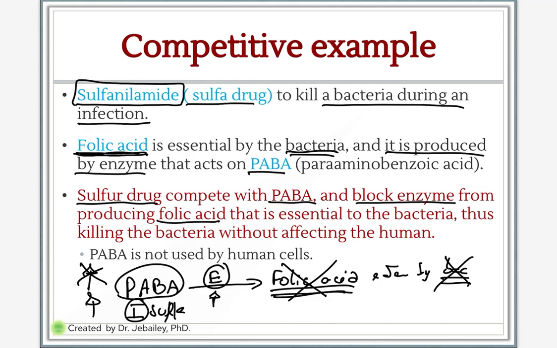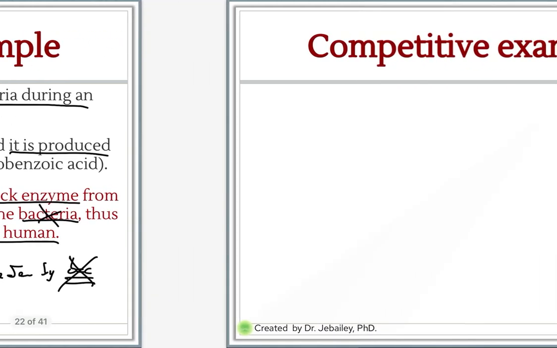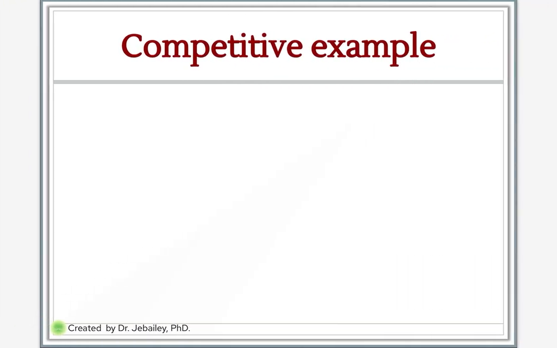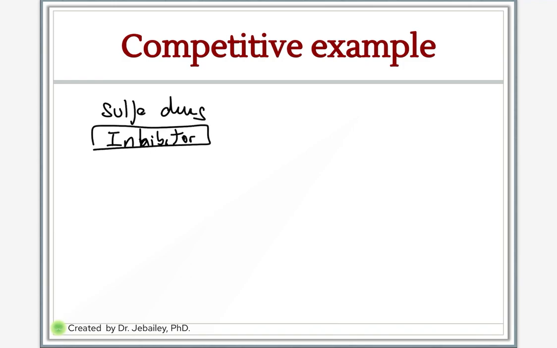So the whole point of the sulfur drugs is to compete with PABA to stop the enzyme from producing folic acid. And this way, the bacteria will die, and the human doesn't have the infection because all the bacteria have been killed. The good news with this is that PABA usually is not used by human cells. So we don't worry about the sulfur stopping the PABA at all. So here, very clear, just to make it more simple, we have the sulfur drug, and the sulfur drug is who? Is the inhibitor. Right? And we have PABA here, which is the substrate.